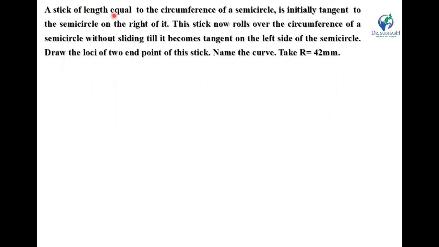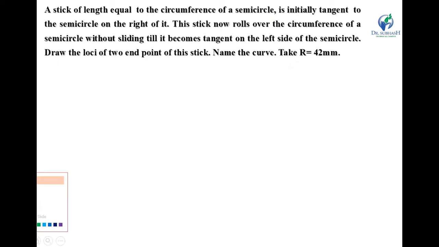A stick of length equal to the circumference of a semicircle is initially tangent to the semicircle on the right of it. This stick now rolls over the circumference of the semicircle without sliding till it becomes tangent to the left side of the semicircle. Draw the loci of two endpoints of the stick. Name the curve. Take radius equal to 42 mm.